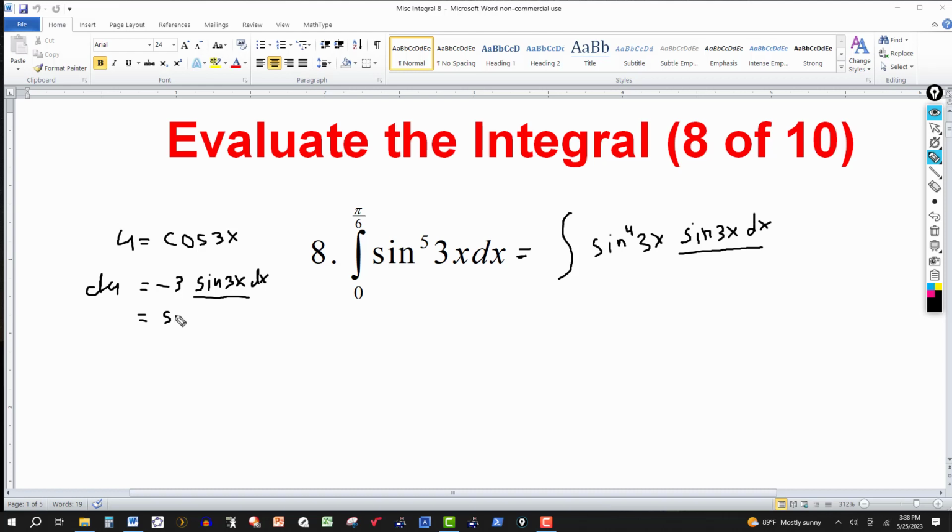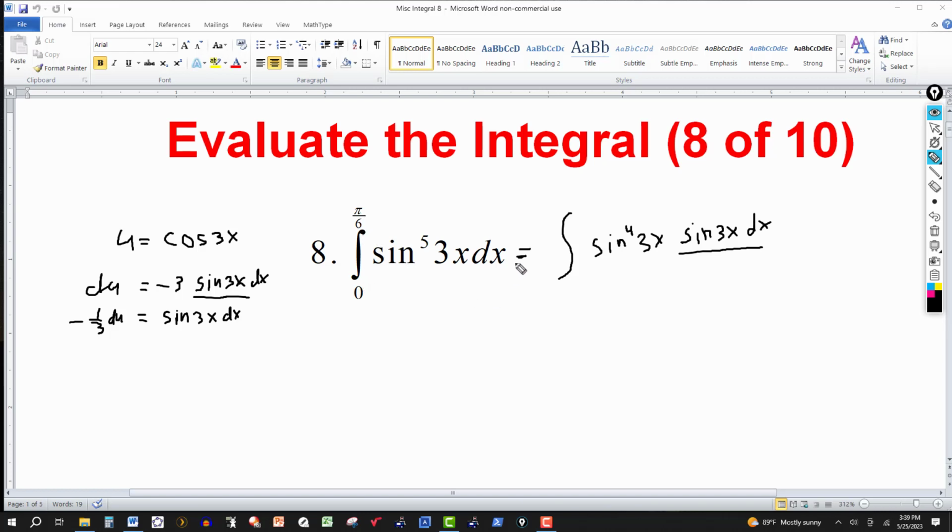So this will give me sine of 3x dx will equal minus 1/3 du. We're dividing both sides by negative 3. Now you can go ahead and use whatever integration technique you want. Integrate this and put the expressions back in terms of the trig functions. You can leave the limits of integration.